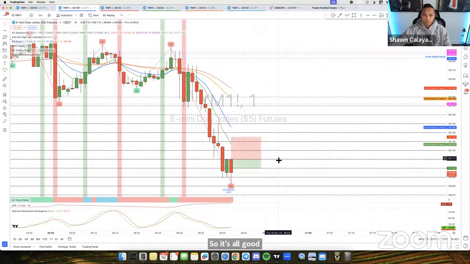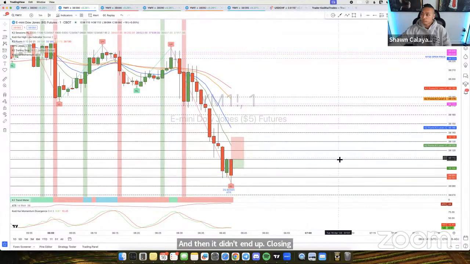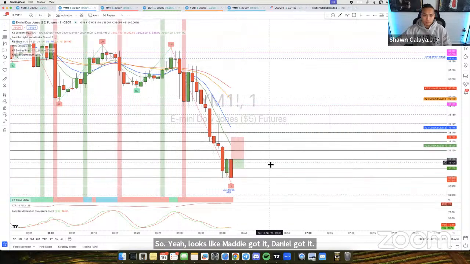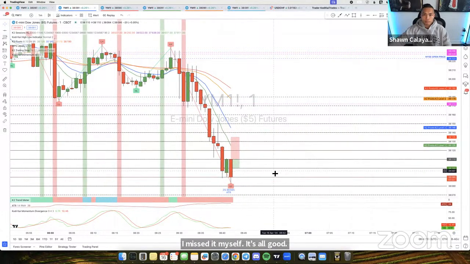Yeah, so the MPS is right there. I was hoping to get into it. I was just waiting for it to close, and then it didn't end up closing the way I wanted it to. Yeah, but nice work, guys, catching it. It looks like Maddie got it, Daniel got it, a couple other people caught it. I missed it myself, but it's all good. So there goes one MPS right there.